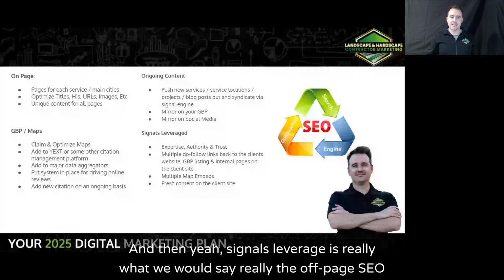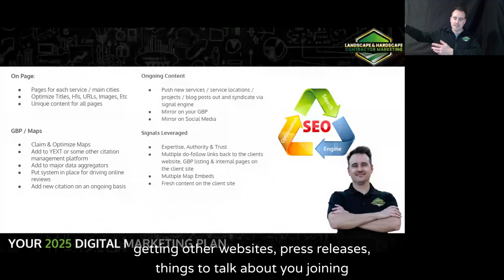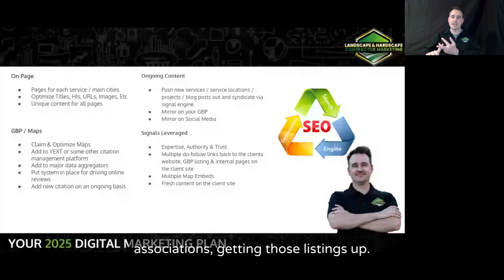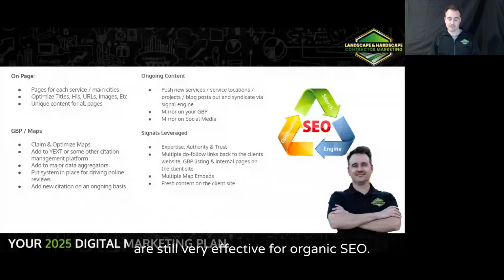And then, signals leverage is really what we would say, really the off-page SEO, getting other websites, press releases, things to talk about you, joining associations, getting those listings up are still very effective for organic SEO.